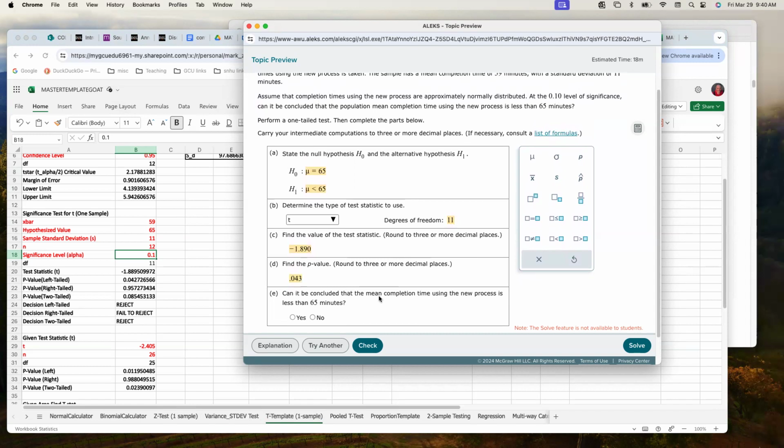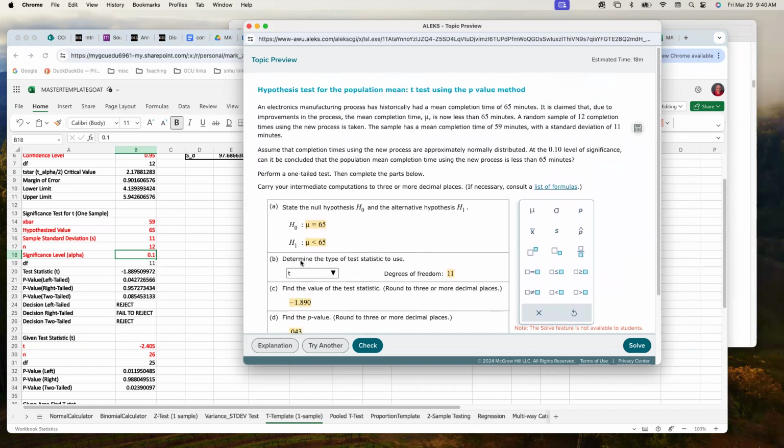Okay, so can I conclude the mean completion time using the process is less than that? Yes, I'm rejecting, right? Since the p-value is less, I'm rejecting and going with this, and that's what I'm referring to down here. So I'm going to answer that with yes. And that's all you need to do, okay?